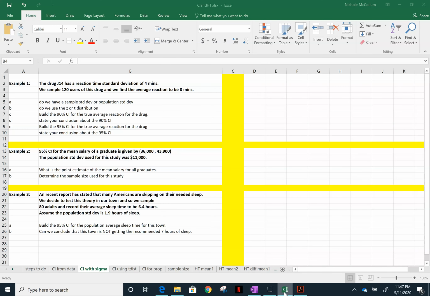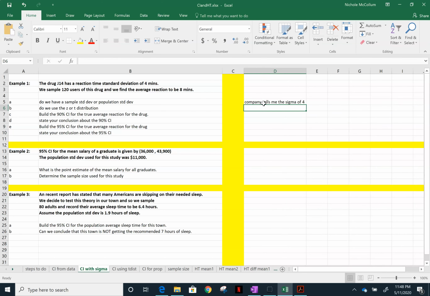Let us go back. Do we have the sample standard deviation or population standard deviation? Part A. Well, that's actually the biggest question when you're building a confidence interval, is knowing whether you have a sample or a population standard deviation. And in this case, as I read that top sentence, the drug has a reaction time standard deviation of 4 minutes, I have to believe that came from the company. And since that came from the company, tells me the sigma of 4. So I see that we have a population standard deviation.